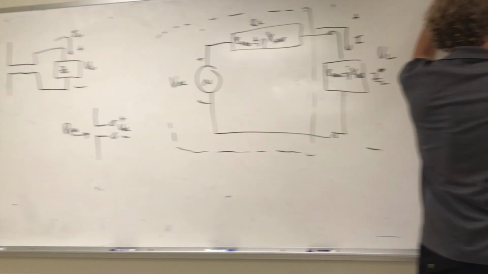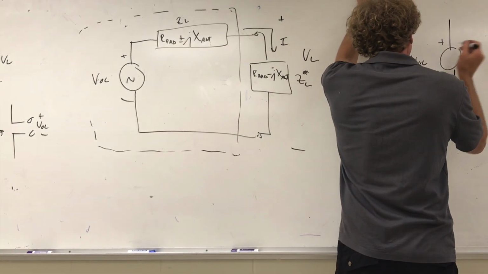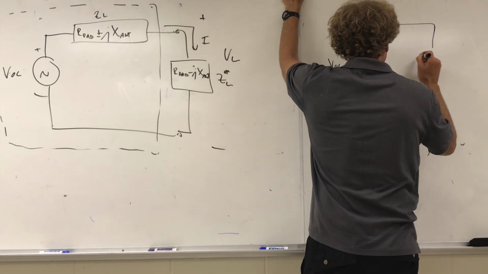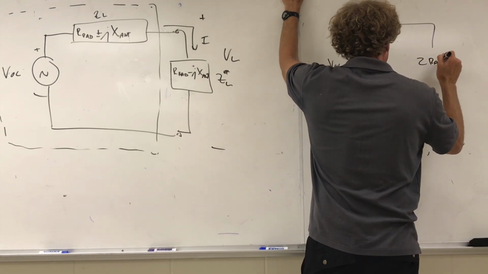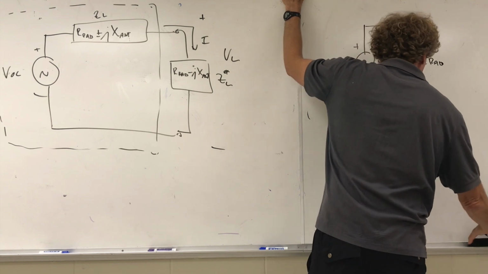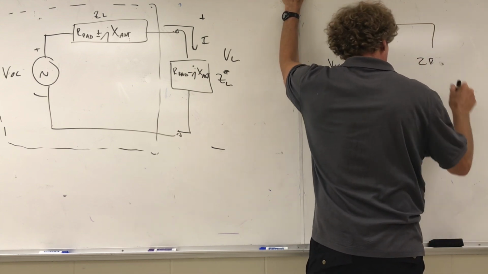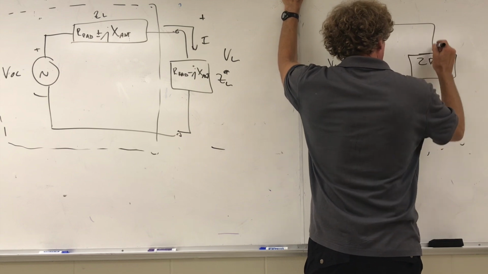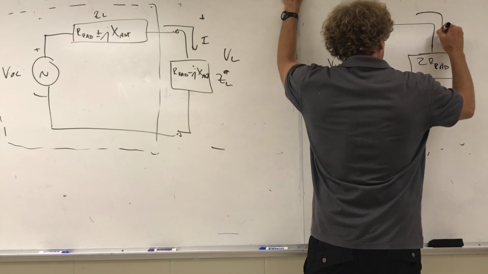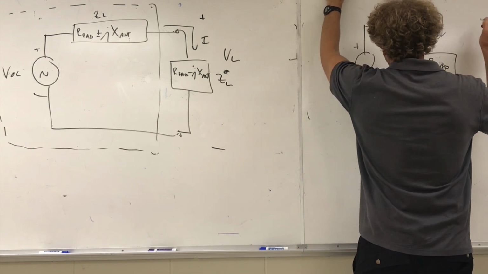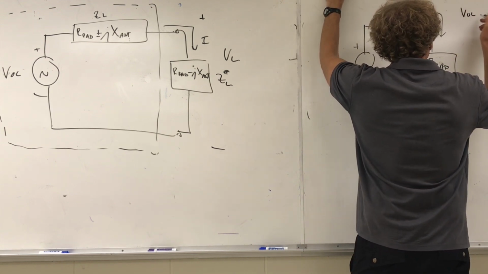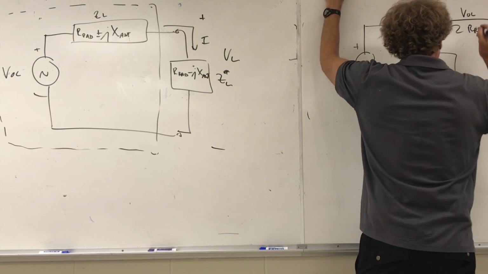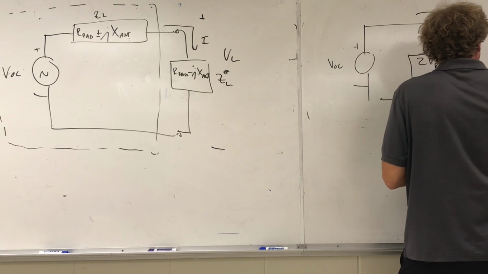I have an open circuit voltage, that's what I want. But I know what I really have here is simply 2 times the radiation resistance, call it R rad, that's what's limiting current. This current here, therefore, would be VOC over 2R rad. Do you all agree with that? And that would be the current.